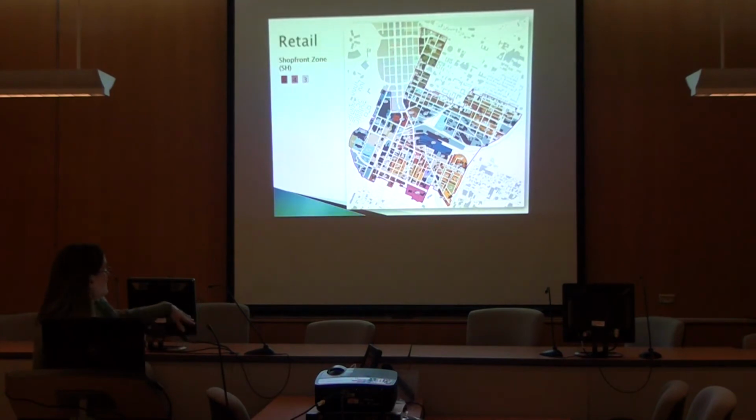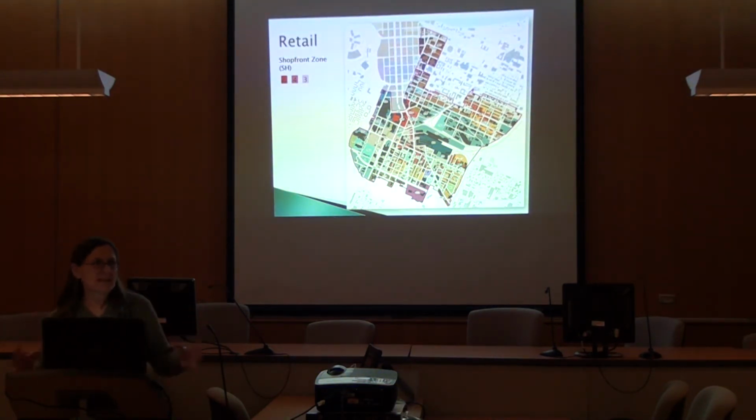So it may be a little hard to see, but these kind of reddish colors on the map indicate our retail zones. We're calling it the shopfront zone, or SH for shopfront. The different shades or different values of red, and the numbers again indicate the number of stories, the maximum number of stories you could have if you were to build a new building. And that changes based on where you are within the downtown area.